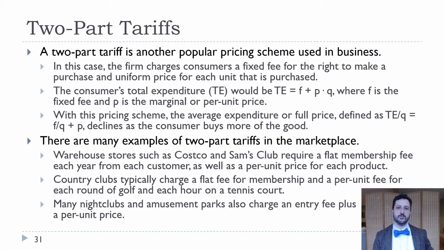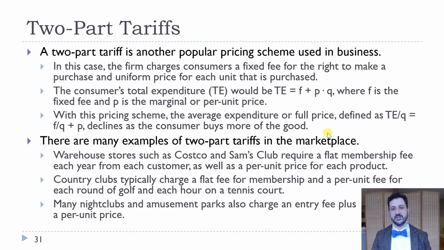So another very common pricing strategy is called a two-part tariff. And the idea here is that there's a fixed fee that the consumer has to pay up front, and then they have a price for each unit that they purchase afterwards. And so the total expenditure then is just F for this fixed fee plus the price times quantity.